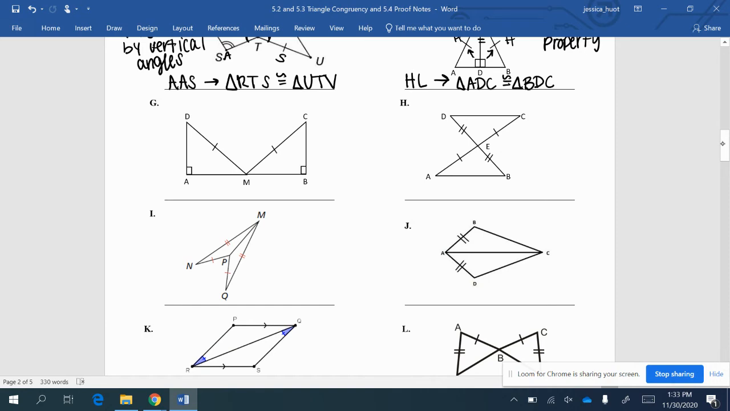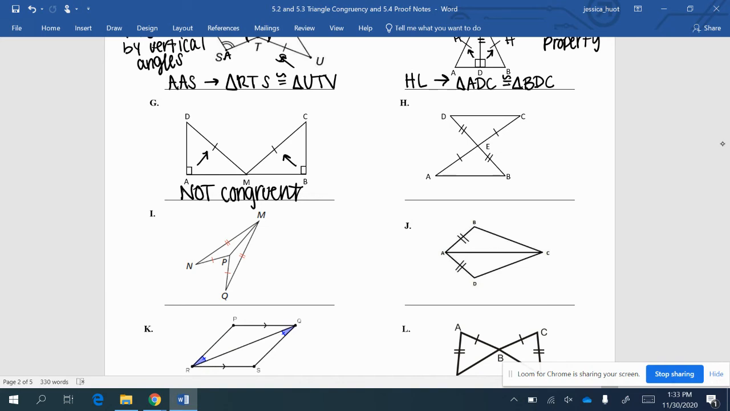For G, I'm given that my hypotenuse is congruent to another hypotenuse. However, I'm not given any other information. I'm not given that lines are parallel, so I can't do anything with alternate interior angles or corresponding angles. I'm not given that M is the midpoint. I'm not given any other information. So here I'm just going to say not congruent. We are not given enough information on that to prove. I'm only given 1 piece of information where I either need 2 for a right triangle or 3 for any other triangle.